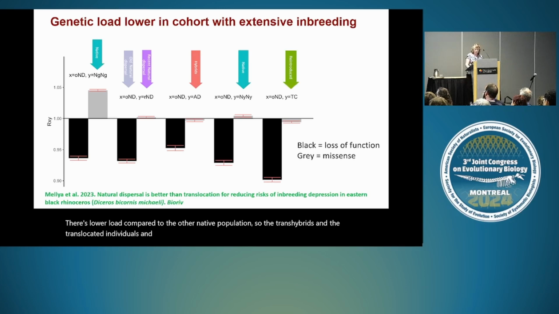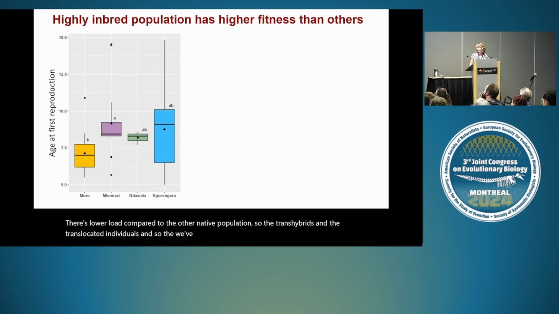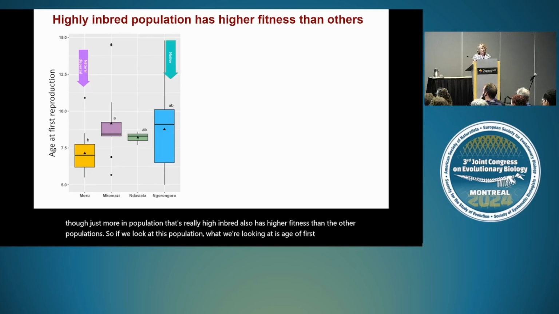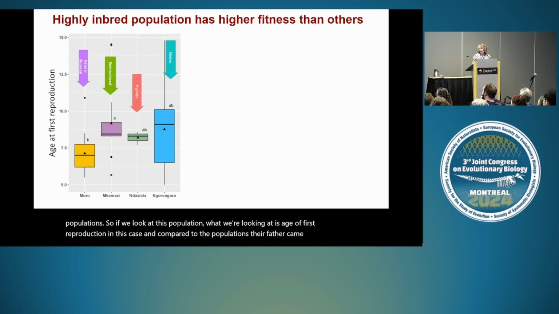And so the other thing we know, if we look at the fitness, though, is that this Moro population that's really highly inbred also has higher fitness than the other populations. So if we look at this population, what we're looking at is age of first reproduction in this case, and compared to the population that their father came from and to the translocated individuals, they actually have higher fitness.